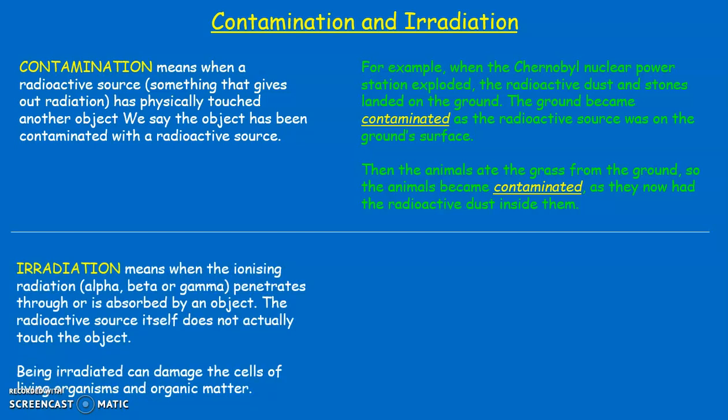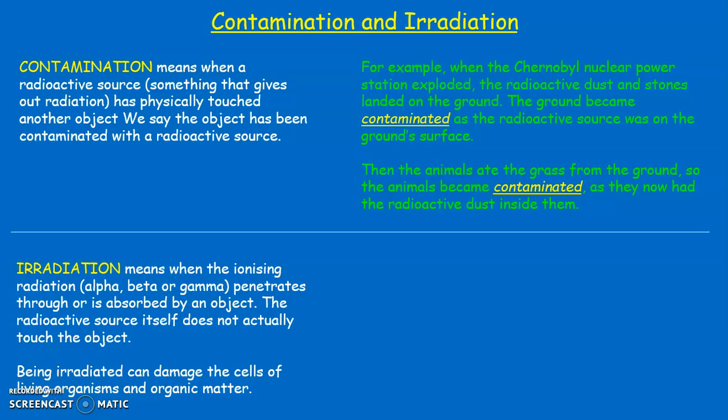Irradiation is slightly different. Irradiation means when the ionizing radiation that comes out of a radioactive source, so alpha, beta or gamma radiation, is penetrating through or absorbed by an object. The actual radioactive source does not have to touch anything. It's the radiation being emitted by that radioactive source, the alpha, beta or gamma, that if it goes through an object, or is absorbed by the object, we say the object becomes irradiated.